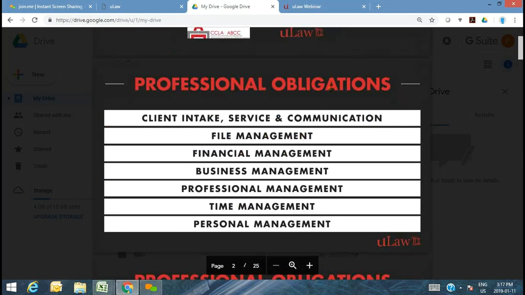And the 7 things that we spoke in detail are the professional obligations of the individual law society. So we had done enough research to read the law society's guidelines for professional obligations across provinces, and that's how we pretty much encapsulated the essence of all that the law societies are talking about under these 7 headings: client intake, service, and communication, file management, financial management, business management, professional time, and then personal management.